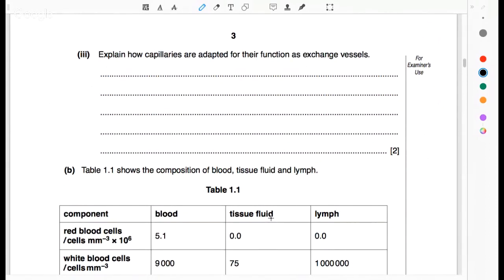Capillaries have thin walls, single cell thin walls. This allows for a small distance for CO2 and O2 to diffuse across, thus resulting in a higher rate of diffusion. Capillaries have gaps, which allow the plasma to leave the capillary and form the tissue fluid.